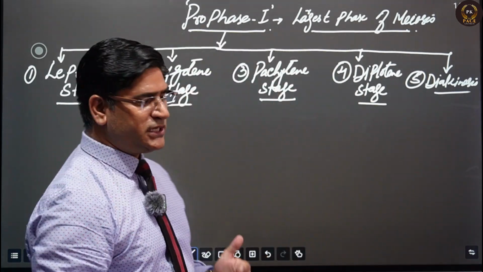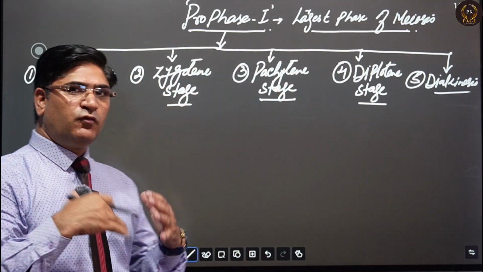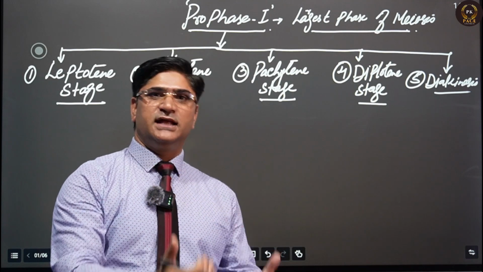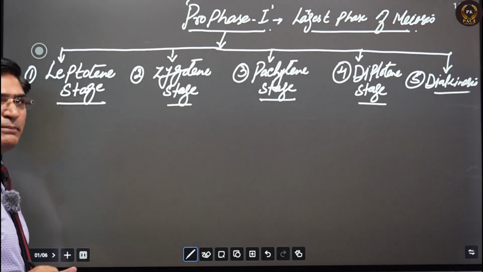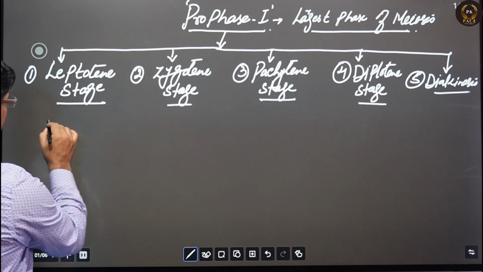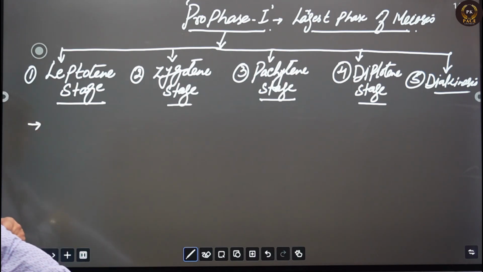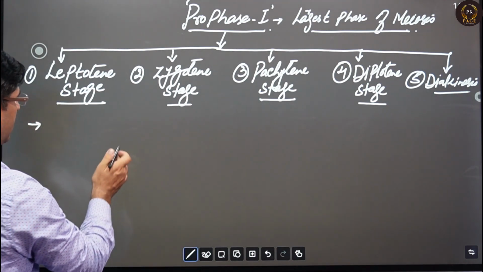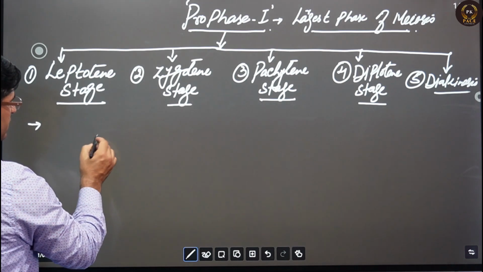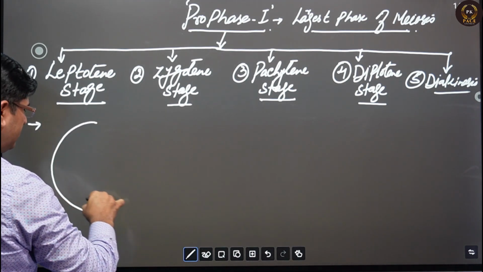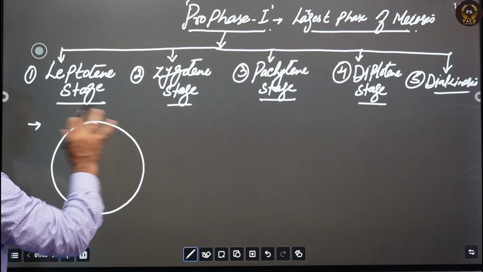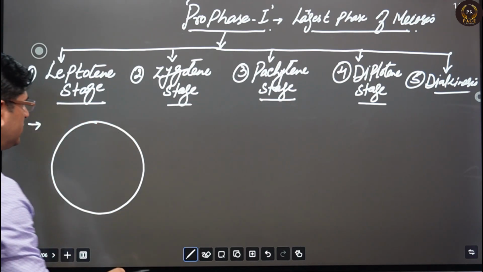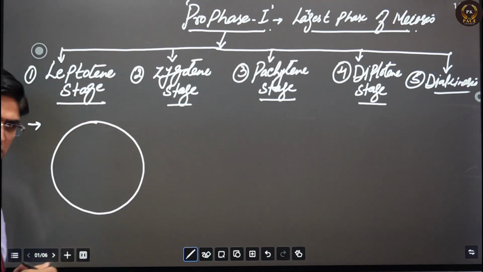Now what happens in these five stages? What changes occur within the cell that you need to remember? Let me take you through the first stage, the leptotene stage. Suppose this is the cell, a meiocyte, which enters prophase 1 of meiosis, the leptotene stage.